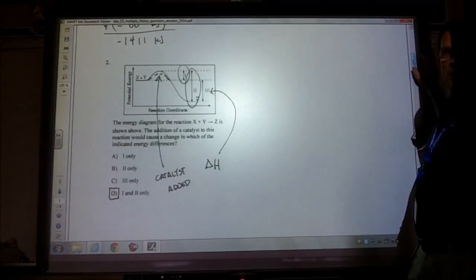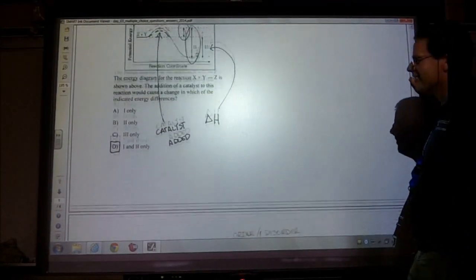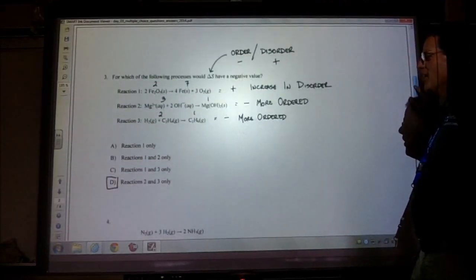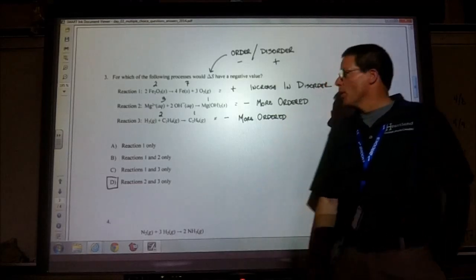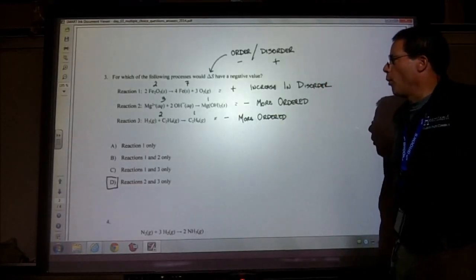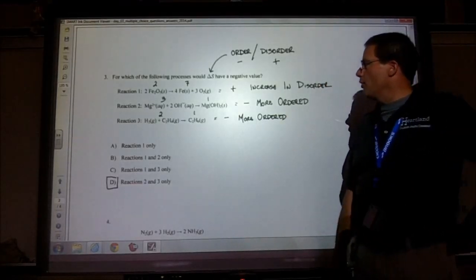Anybody miss that one? All right. Number 3, and again, it's about reducing the mistakes. All right, number 3, for which of the following processes would delta S have a negative value?